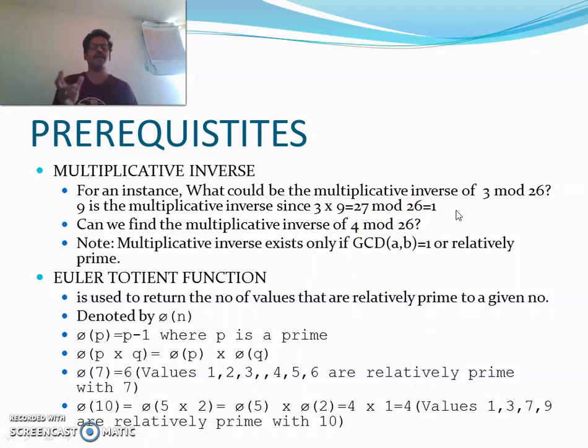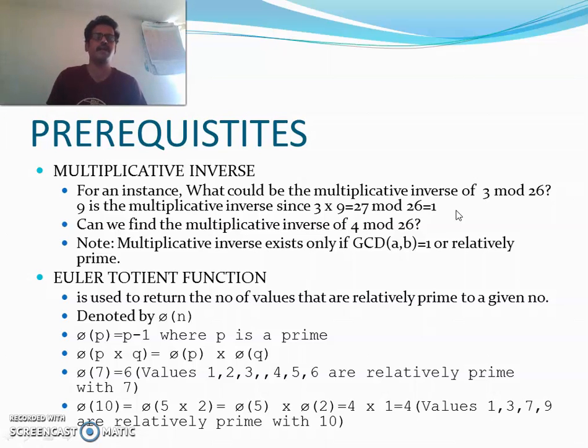So now we can put it in a definition form. One number can be the multiplicative inverse of another number when that number is multiplied with the number for which the multiplicative inverse has to be found, and then performing modulo n leaves a remainder 1.